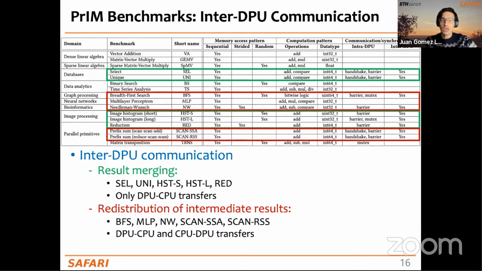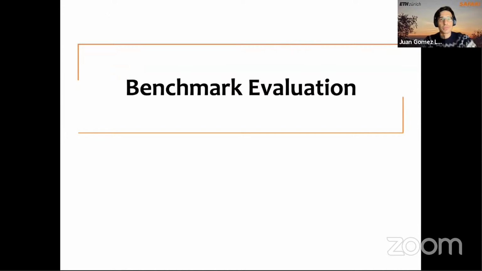So this is why this communication pattern is more complex, because it requires first bringing the partial frontiers from the DPUs to the CPU, and then performing the redistribution, moving the frontier again to the different DPUs. Okay, guys, feel free to stop me if you have any questions.